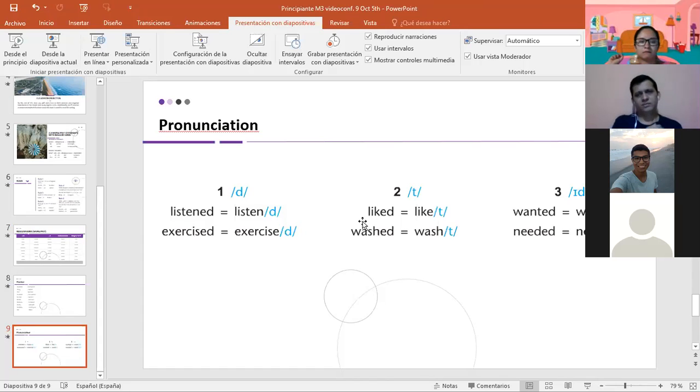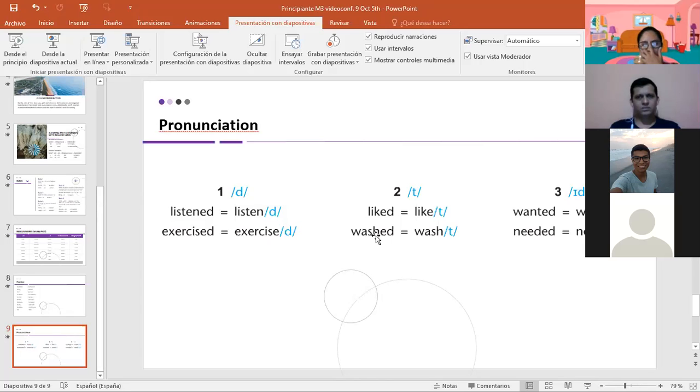Ok, resumiendo. Los sonidos voceados son los que usamos con las cuerdas vocales. Do, do, do, mi, okay. Cuando usamos las cuerdas vocales, entonces vamos a pronunciar el sonido D. Listen, listened. Exercise. Z, z, z, uso las cuerdas vocales. Exercised. Pero cuando el sonido no es voceado, es mudo, solo lo pronunciamos con otras palabras. Por ejemplo, la K. O la SH.